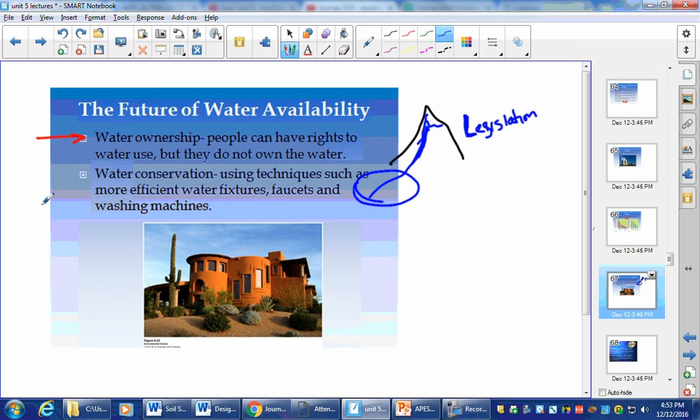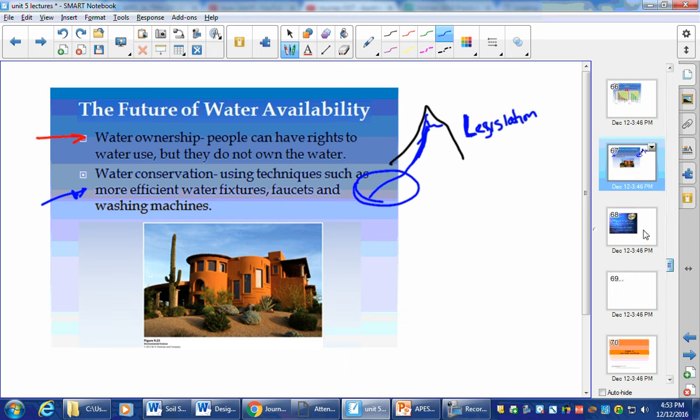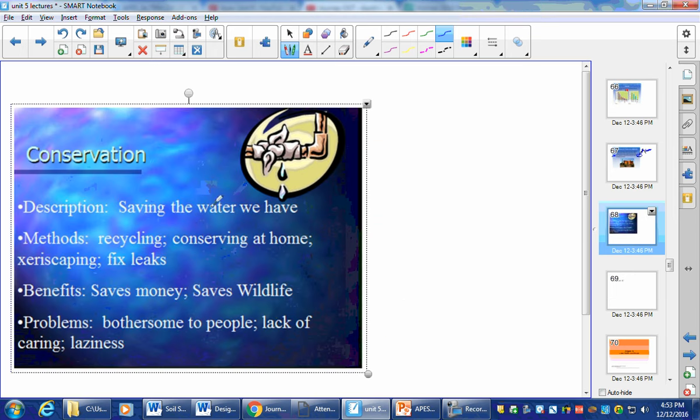How do we conserve water so that we're able to actually survive? These are some ways here. Watch that with the movie tap. Conservation. Here's some ways we do that. Recycling, conserving at home. We also had this idea of gray water, right? And I urge you to watch those videos on YouTube that I posted.